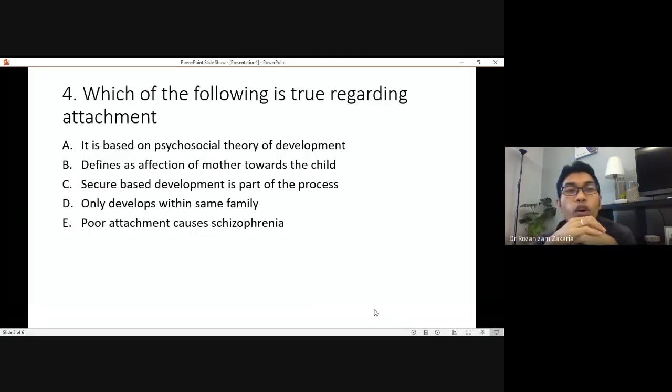Authoritarian. Okay, 4. Which of the following is true regarding attachment? Okay, ni kena baca sikit. A, it is based on psychosocial theory of development. B, defines as affection of mother towards the child. C, secure base development is part of the process. D, only develops within the same family. E, poor attachment causes schizophrenia. Yang mana yang betul? A, B, C, D, E. Ada satu je yang betul. Yang mana yang betul?